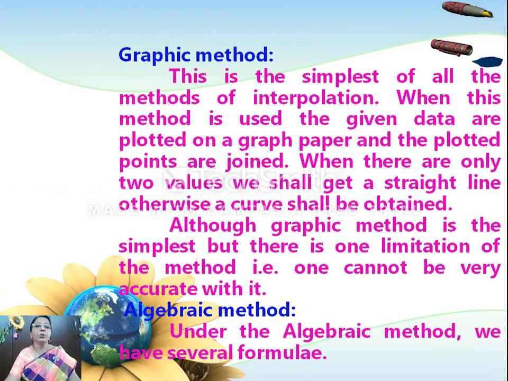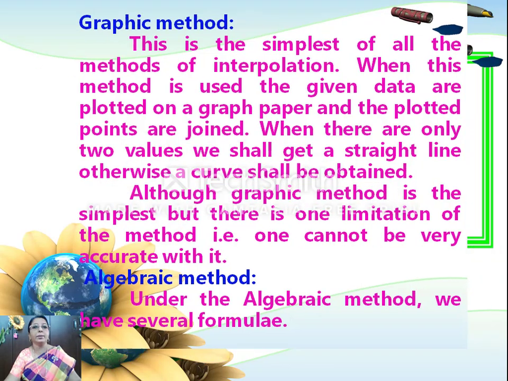Graphic method. This is the simplest of all the methods of interpolation, where you just draw a graph on graph paper and plot the points, and the lines are joined together, and the curve or the straight line is extended to interpolate or extrapolate the values. The algebraic method is one where we use formulas for finding the values to be interpolated or extrapolated.